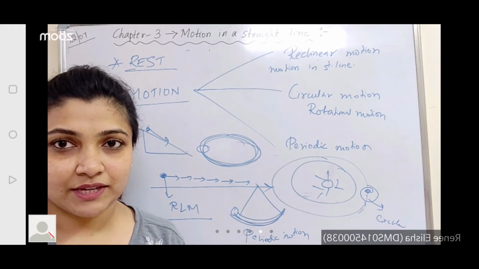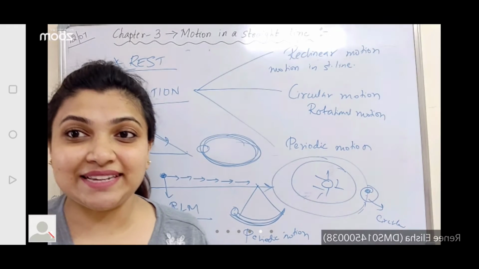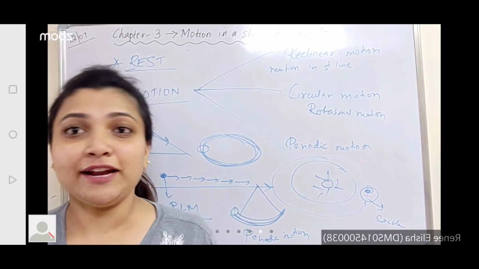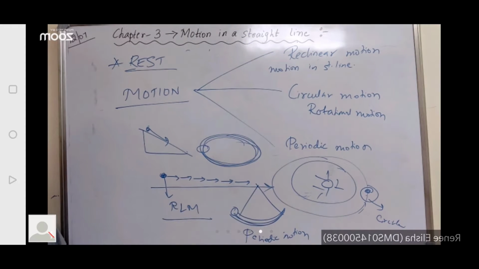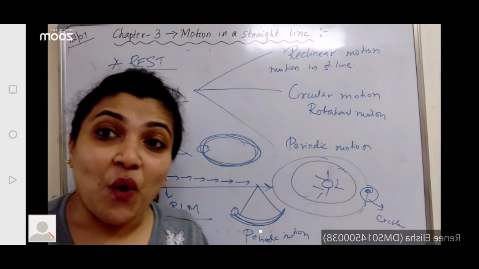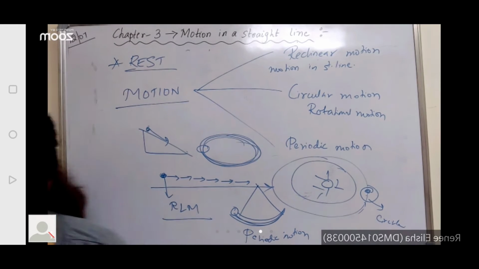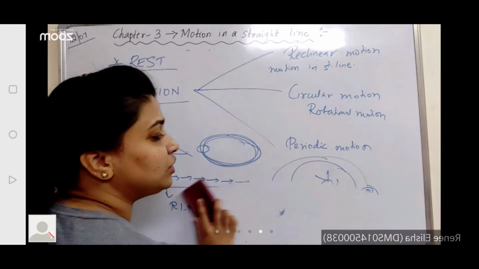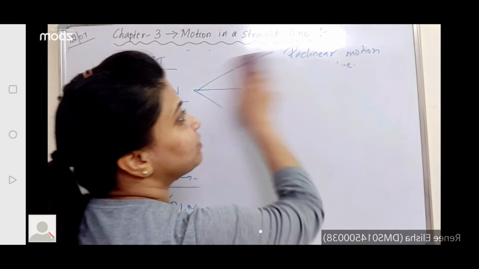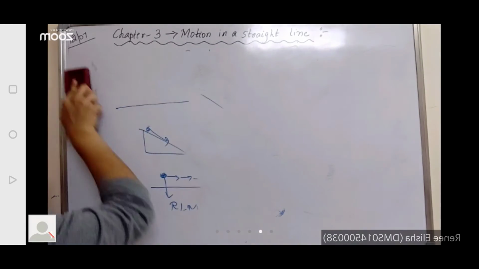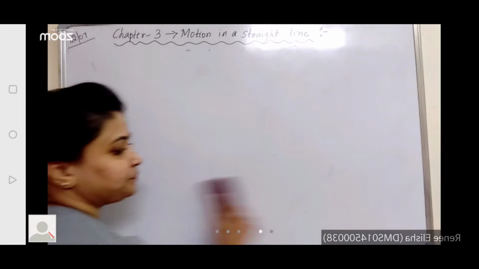A swing. Yes, swing is the best example of periodic motion, right? So these are nothing but types of motion, children. Now, based on coordinates, we have again one-dimensional motion, two-dimensional motion, and three-dimensional motion. Okay, based on the coordinate system.